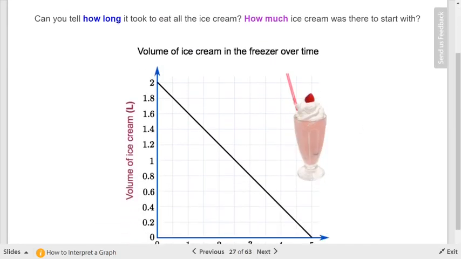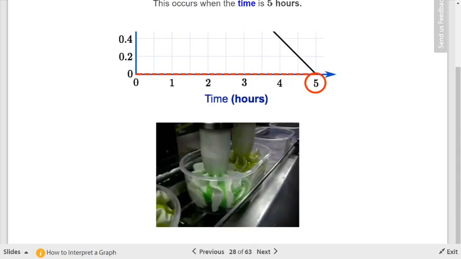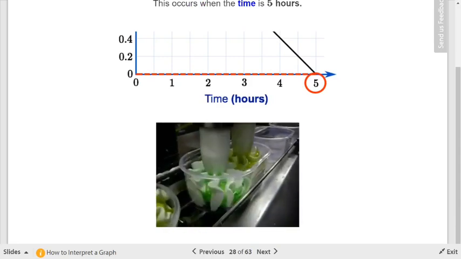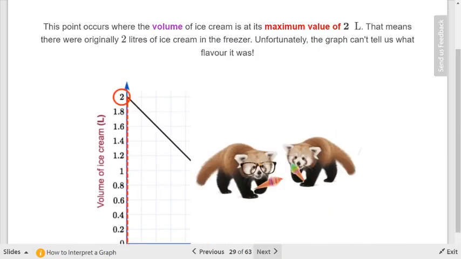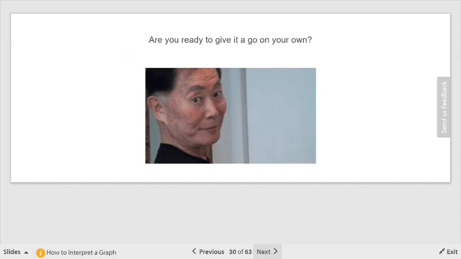Let's see. So we just did that, how much ice cream there was to start with. And we talked about how long it takes for the ice cream to end. Okay. All right. So again, remember, when you start, X is always what number? 0 at the beginning. Good job, guys. We talked about that yesterday.